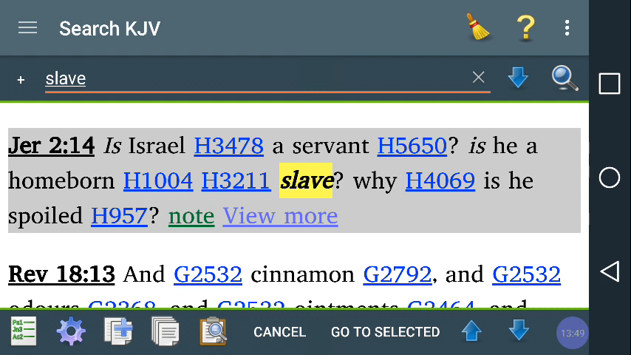We said that when you read in the King James Version of the Bible, almost every place you find italicized words, those were inserted by the translators in order to give a context to the rawness of what they found in the original languages like the Hebrew. Let me just read it again without italicization. Israel a servant? He a homeborn? Why is he spoiled?